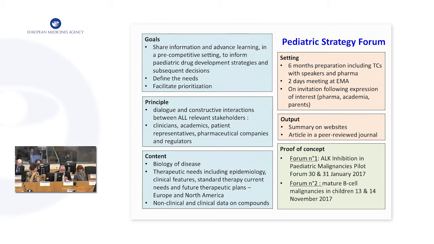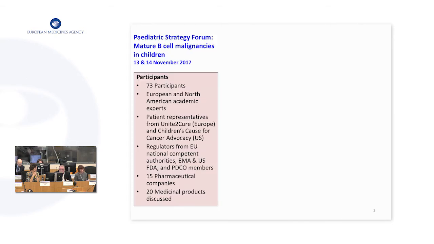Let me just briefly summarize this one to make you understand what it is. There were 73 participants: European and North American experts in the field, parents, patient representatives from Unite2Cure in Europe and Children's Cause for Cancer Advocacy in the US. There were regulators from the European National Competent Authorities, from the European Medicines Agency, the Pediatric Committee, and the Food and Drug Administration. There were 15 pharmaceutical companies who presented 20 medicinal compounds discussed.